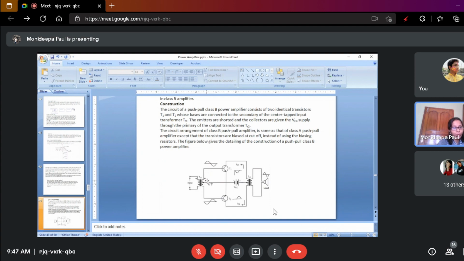So what is the voltage if the secondary voltage of this transformer is V2? What is the voltage across this terminal, that means the base emitter terminal of transistor T1? Can anyone tell me? What is the voltage across the base emitter terminal of transistor T1 if the secondary voltage of transformer TR1 is equal to V2?